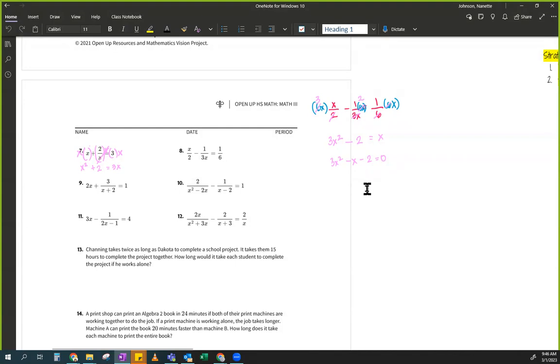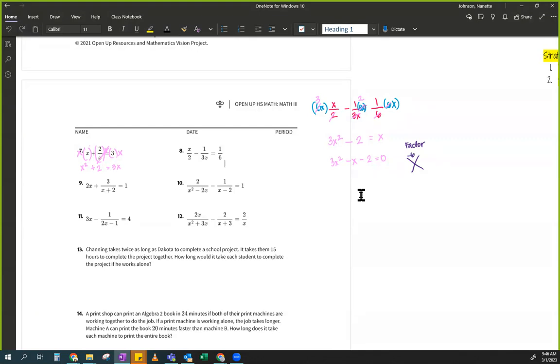My preference is always to factor it, but as I look at this one, I don't think this one factors. Let me prove it to you that it doesn't factor. So here's me trying to factor it. I'm trying to think of two numbers that multiply to -6 but add to -1.